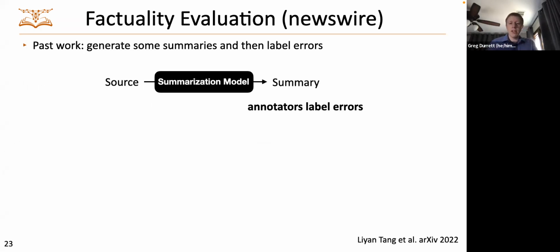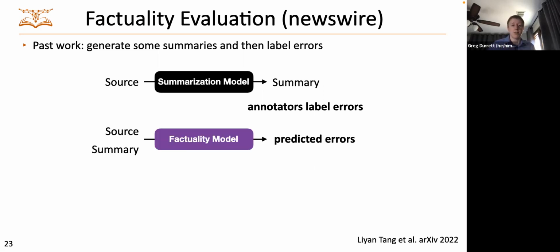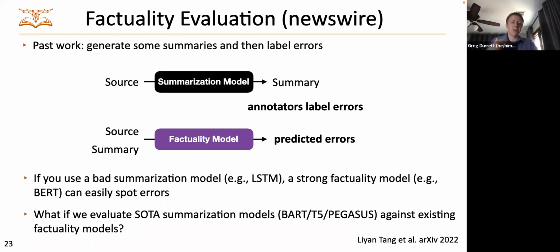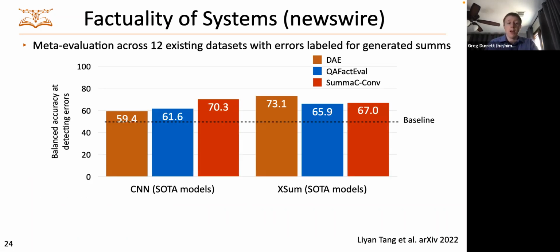So if we think about how past work has evaluated these sorts of systems, usually we generate some summaries, label some errors with annotators, and then we use a factuality model, one of these approaches like DAE that I mentioned, to predict errors. The problem is a lot of this work has relied on previous generation annotations on top of summaries, and then using strong models like BERT to detect those errors.